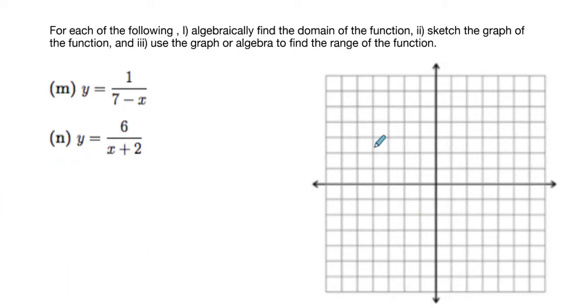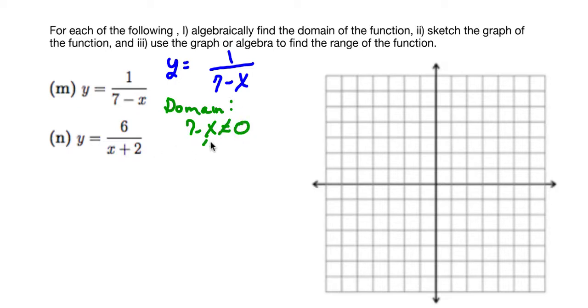Okay, now let's look at how we do it with rational functions. So for m, we have y or f of x is equal to 1 over 7 minus x. So the key is we cannot divide by 0 for our domain. So we set whatever's in our denominator not equal to 0, and I end up with x cannot equal 7. So my domain would be x such that x is not equal to 7.